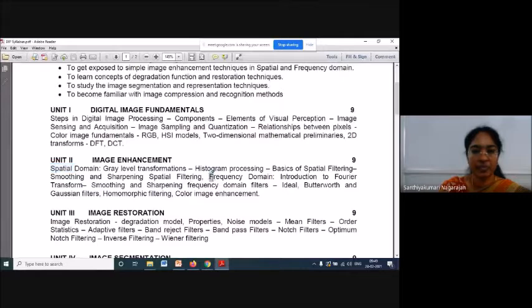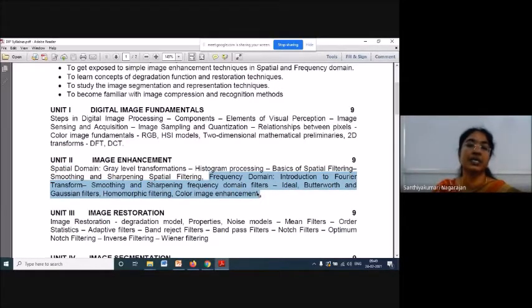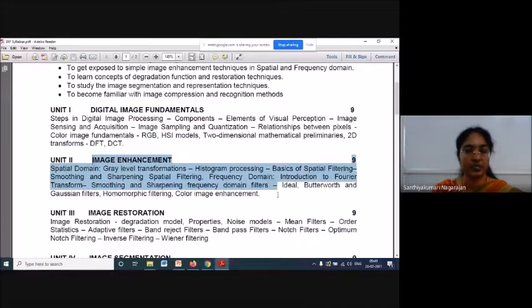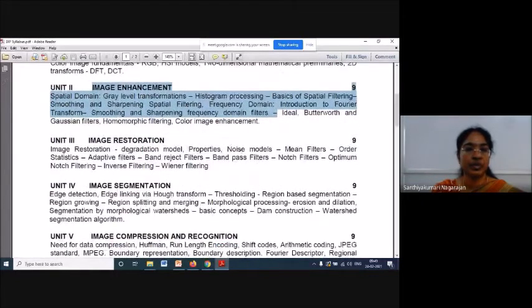Already 50% of the syllabus, you might have studied in your digital signal processing and digital communication subjects. Just the application of those formulas is going to be carried over in this second unit. And coming towards restoration, color image enhancement is carried out instead of your monochrome images.